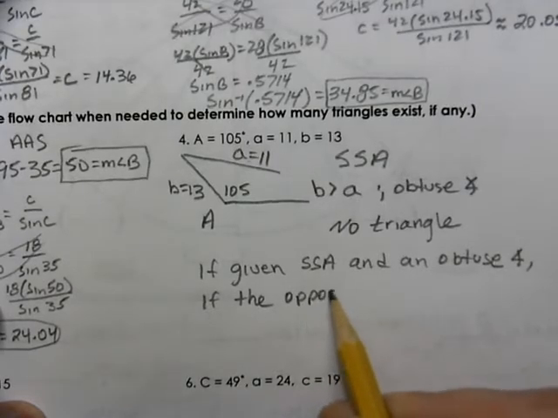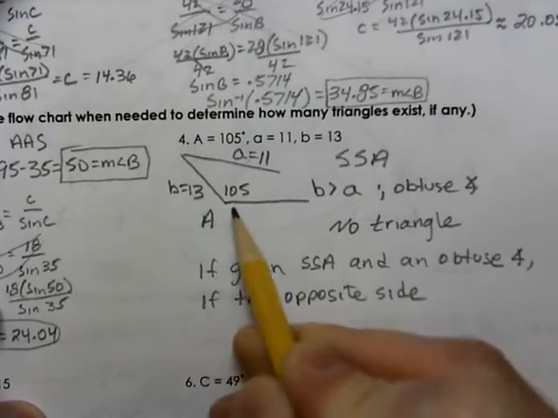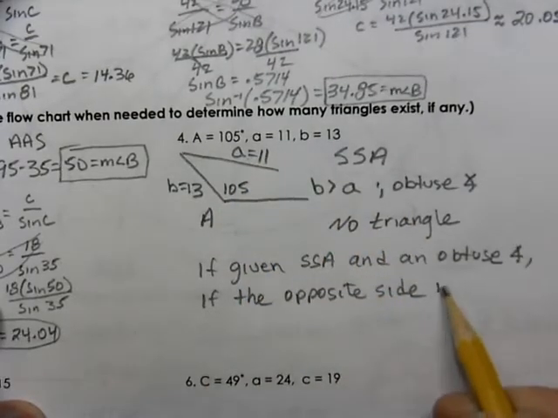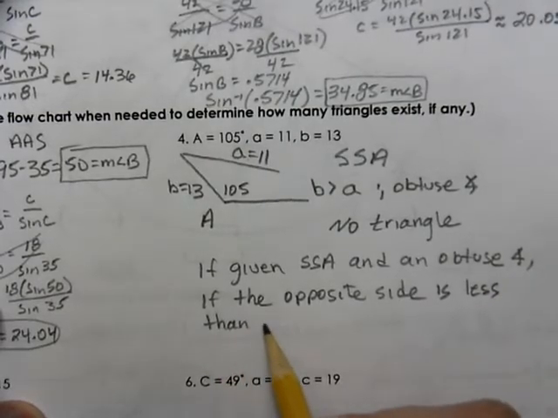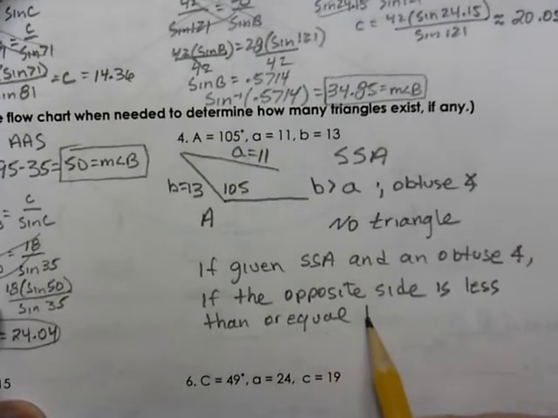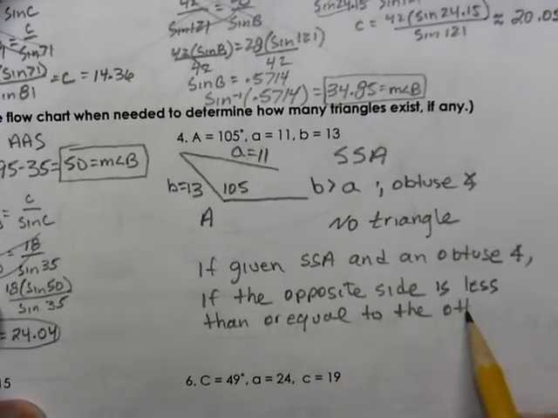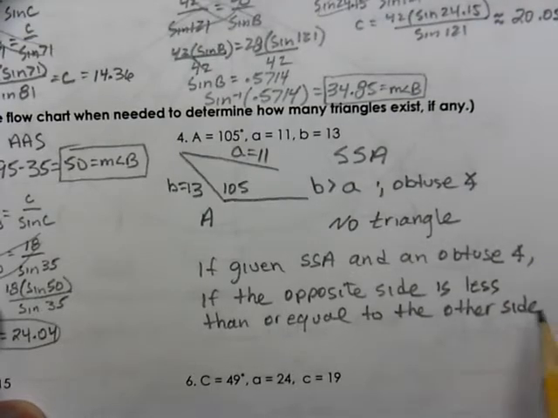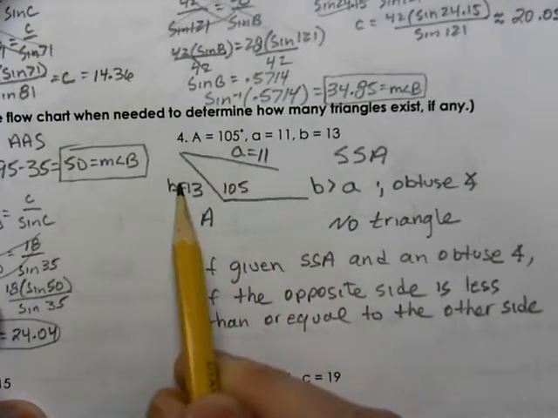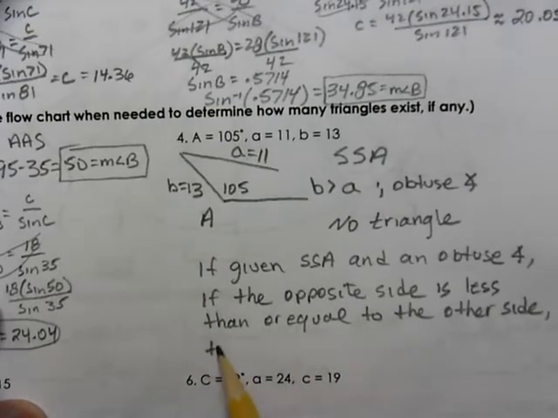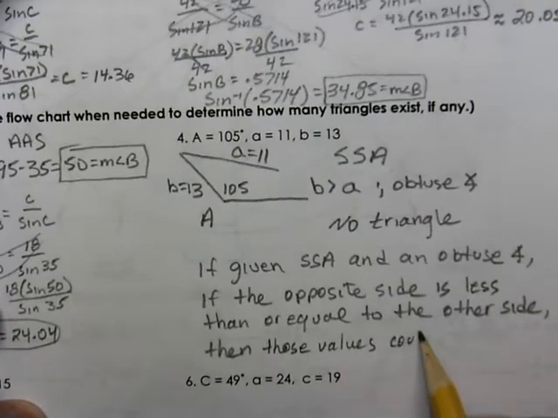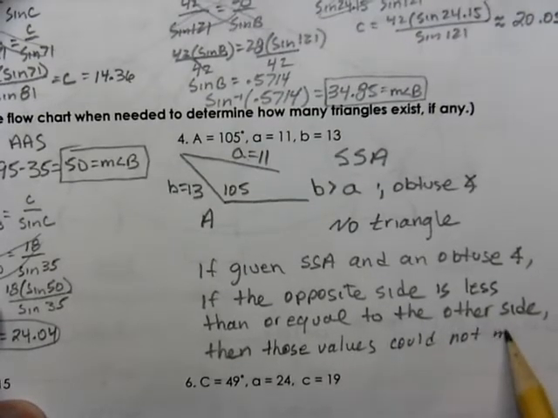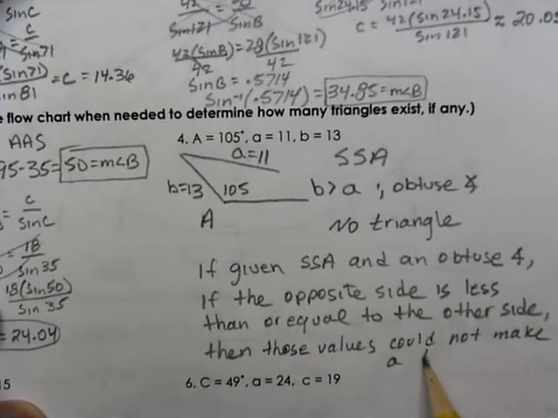if the opposite side, in this case that would be side A, is less than or equal to the other side, B in this case would be considered our other side, then those values could not make a triangle.